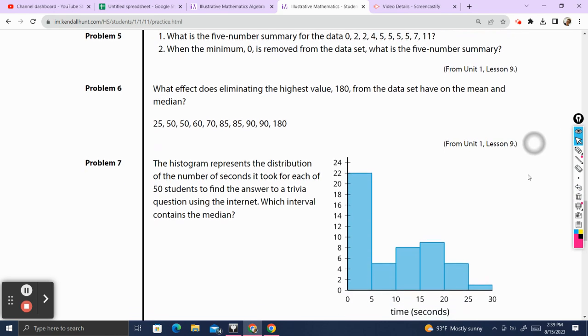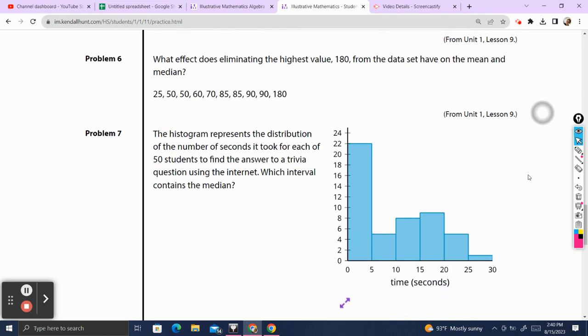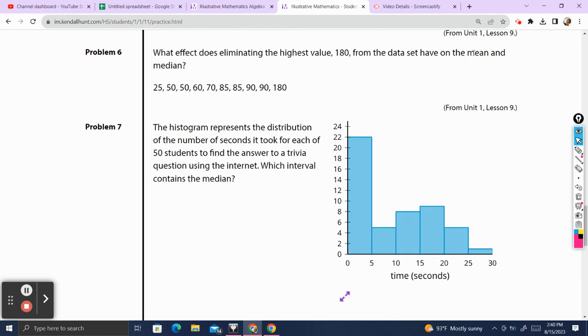Problem number 6. What effects does eliminating the highest value, 180, from the data have on the mean and the median? Well, looking at it, 180 is double 90, and so it's quite a high value that is going to skew our mean to the right, which means we immediately know if we take away the 180, the mean gets smaller. Now, what about the median?